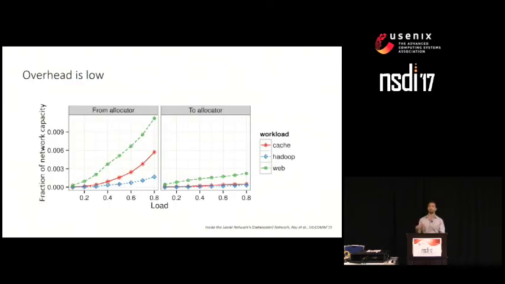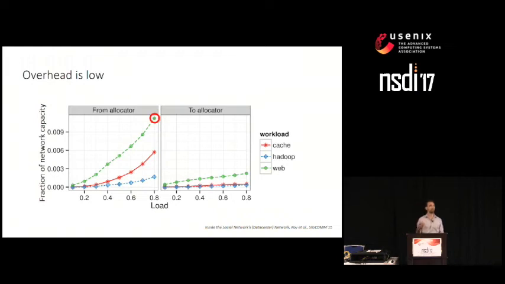We ran 3 workloads. The 3 workloads published in SIGCOMM 2015, the paper by Facebook, Inside the Social Network's Data Center Network. And on the x-axis, we varied the network load from 10% to 80%. And we measured on the y-axis the amount of allocation traffic from the allocator and to the allocator. You can see that even with 80% load and the most challenging workload, the system overhead was under 1.3%.